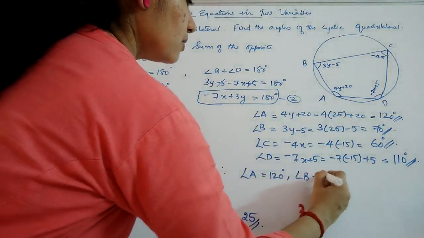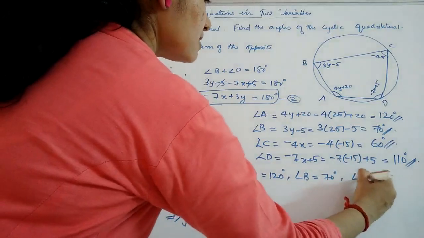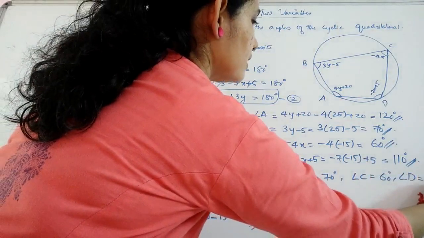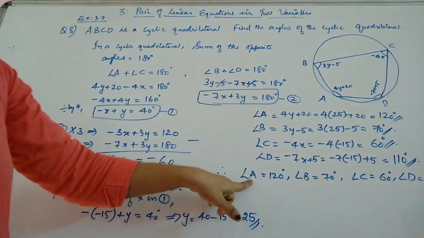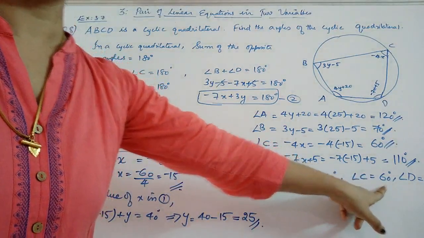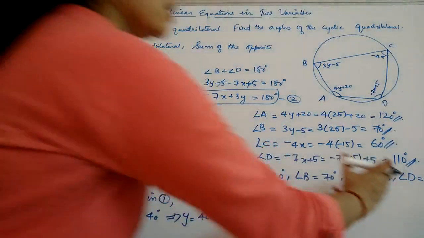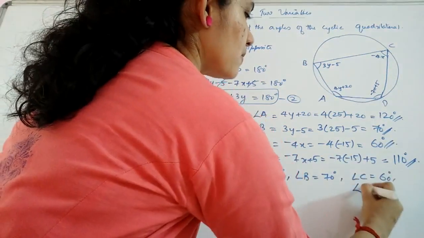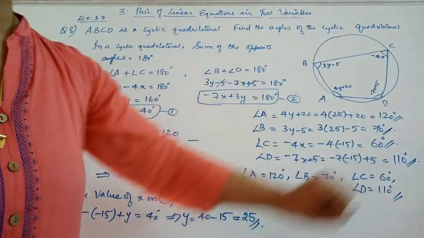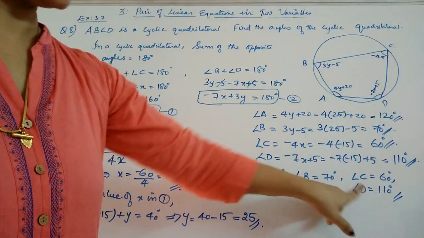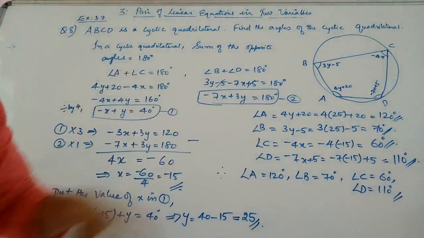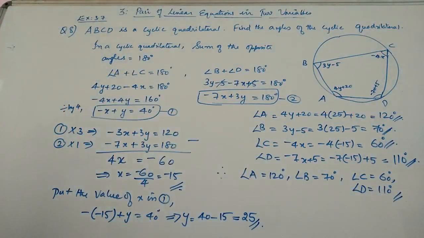So angle A is 120 degrees, angle B is equal to 70 degrees, angle C is equal to 60 degrees and angle D is equal to 110 degrees. See, here itself you can just check whether you have got this correct or not. Angle A plus angle C, 120 plus 60 is giving you 180, and angle B plus angle D is again 70 plus 110, which is again 180. So the cyclic property is satisfied here. Okay. So this is your final answer.